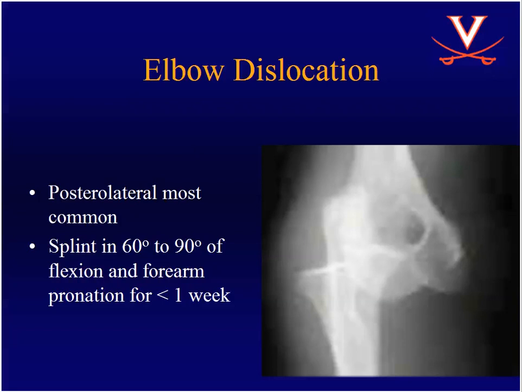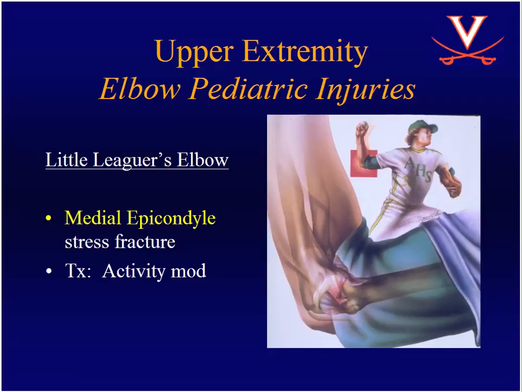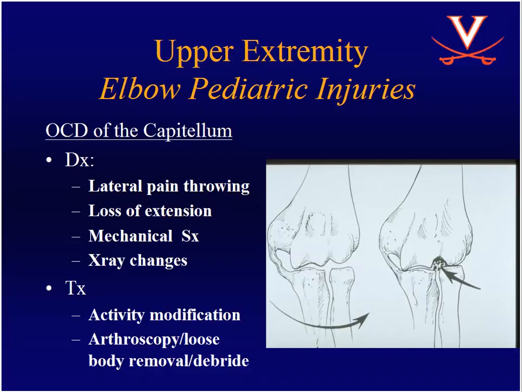Elbow dislocation, most commonly posterior lateral. Splint it for less than a week. Don't put it in a splint for more than a week. Elbow arthritis, again, debride the osteophytes. Little leaguer's elbow is a medial epicondyle stress fracture. Capitellar OCD also occurs, but classically this involves a medial epicondyle as a stress fracture. Treatment is activity modification. OCD of the capitellum, again, activity modification. If there are loose pieces, you may have to debride those arthroscopically.